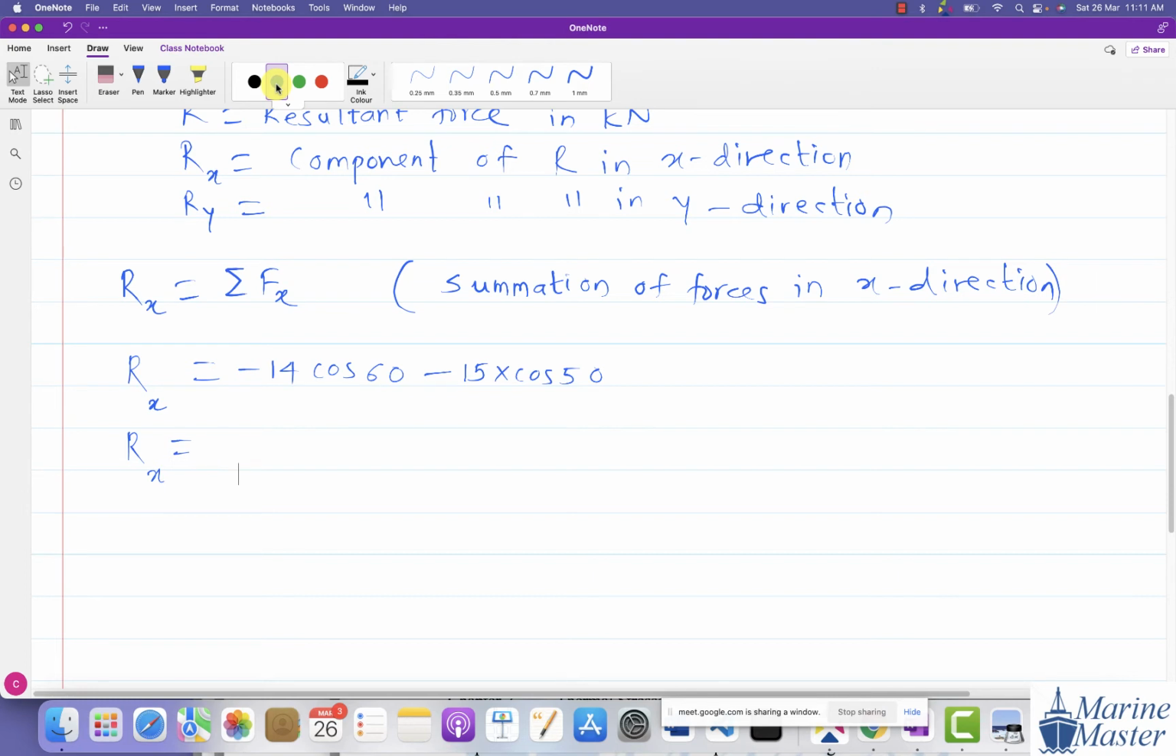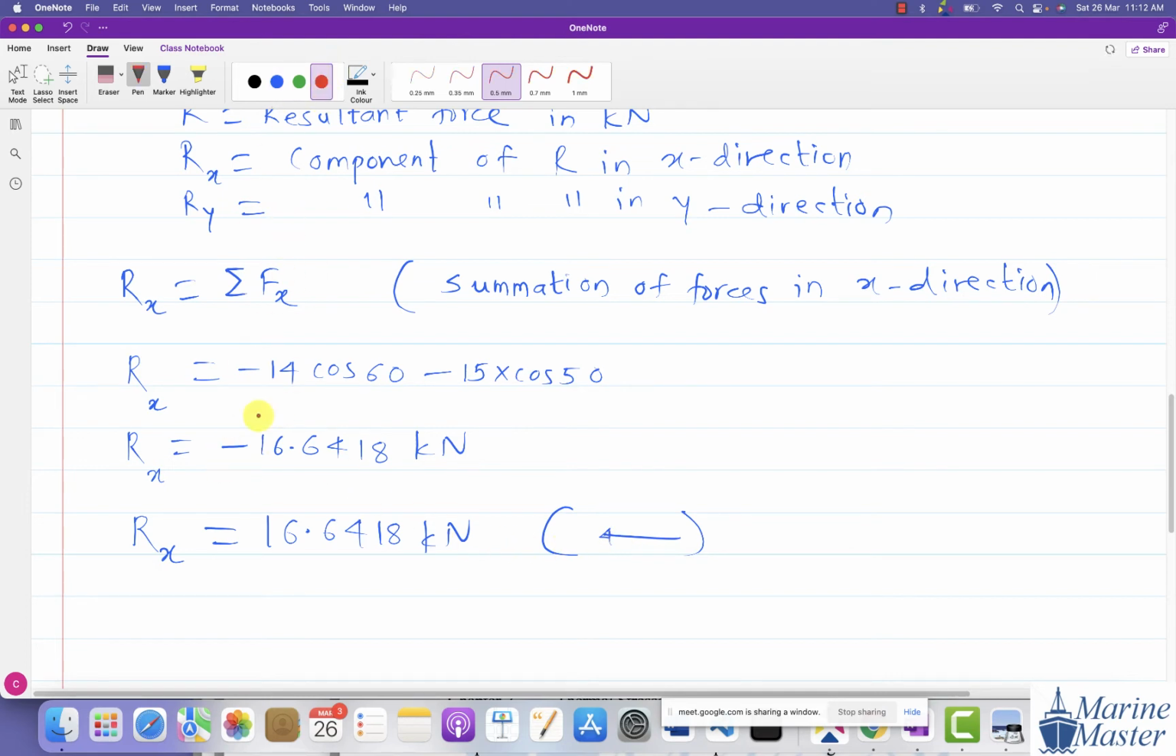Minus 16.6418, sir, unit kilonewton. As we are getting a negative value, what does it mean? Its direction must be what? We will write down the positive value at the end and show the direction like this. It is negative.